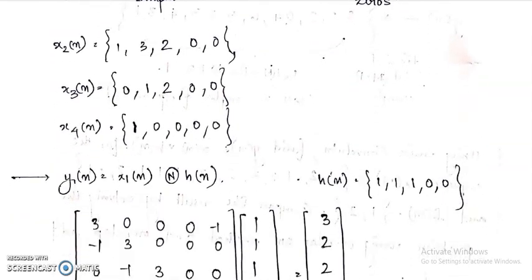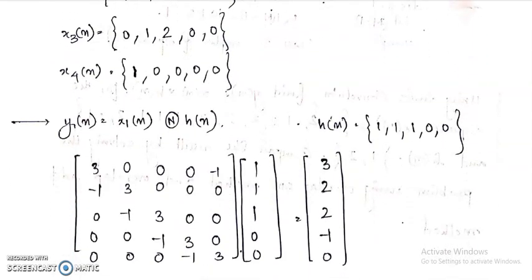After that, we perform the circular convolution with h of n. We take each modified block, x1 to x4 of n, and perform circular convolution with h of n. You will get y1 of n, y2 of n, up to y4 of n respectively. So here, x1 of n circular convolution with h of n gives you y1 of n.